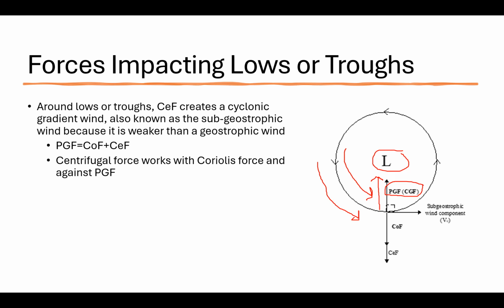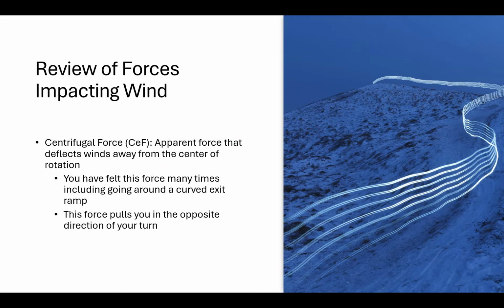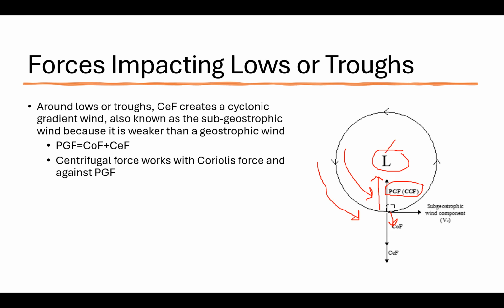But we have Coriolis force, which is going to turn these winds blowing parallel to these height contours to the right of their intended path. So that's going to act in this direction. And then you also have centrifugal force, because we're talking about wind blowing in a curved flow. And we talked about centrifugal force being that force that deflects winds away from the center of rotation, right? Well, this low L is the center of rotation around this turning point, or around this curved flow. So in this case, contour gradient force or pressure gradient force is going to be equal to Coriolis force and centrifugal force. All right.